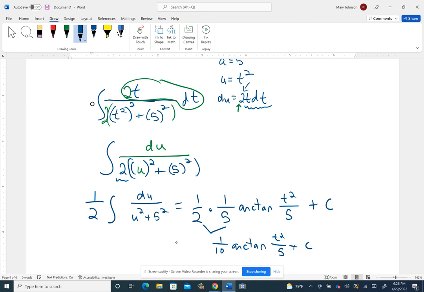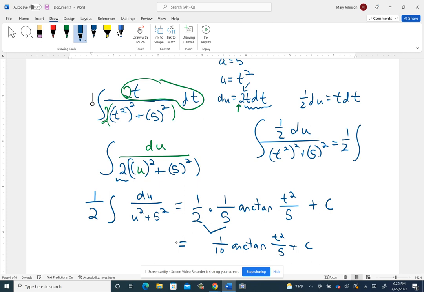Okay. All right, so I wanted to show you that. That's one way you could have handled having that extra constant. Of course, you could have done the 1/2 du equaling t dt and had that 1/2 du on top without adding that constant on the bottom. Okay, and then you would have still pulled out that 1/2 out in front, wouldn't you? Oops, I meant to have a u there.